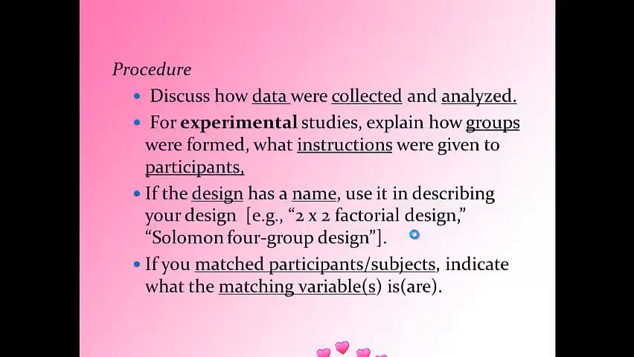For the procedure in gathering the data, we need to discuss how data were collected and analyzed. For the experimental studies, explain how groups were formed, what instructions were given to participants. If the design has a name, use it in describing your design. Example, 2x2 factorial design or Solomon full group design. If you match participants or subjects, indicate what are the matching variables.